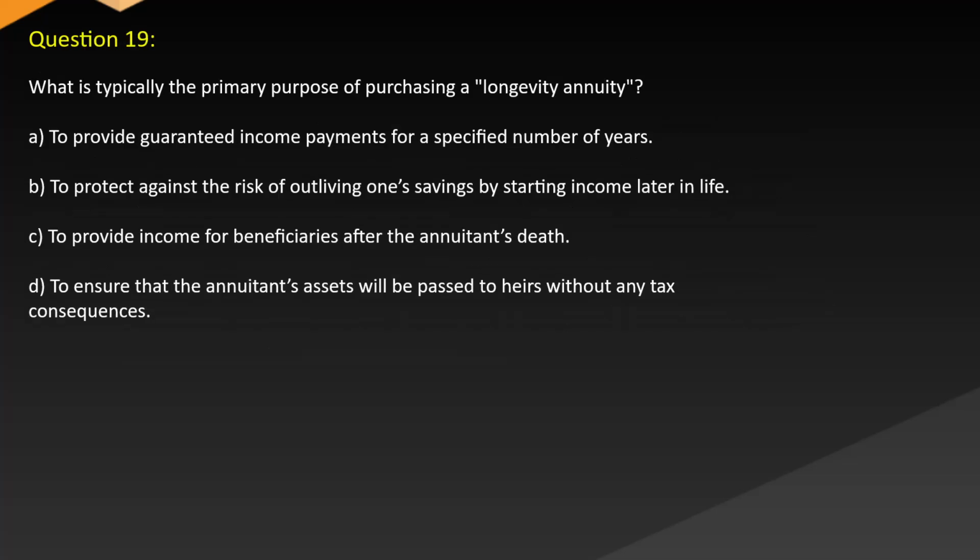Question 19. What is typically the primary purpose of purchasing a longevity annuity? A. To provide guaranteed income payments for a specified number of years. B. To protect against the risk of outliving one's savings by starting income later in life. C. To provide income for beneficiaries after the annuitant's death. D. To ensure that the annuitant's assets will be passed to heirs without any tax consequences.